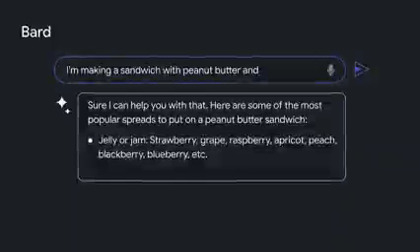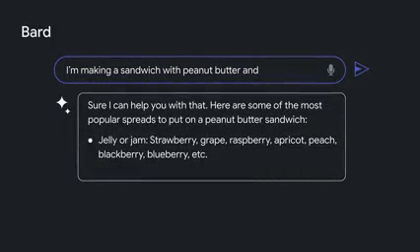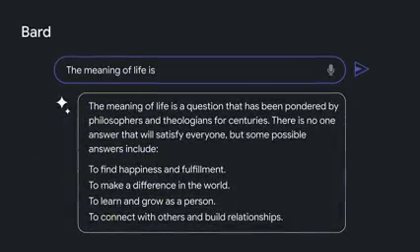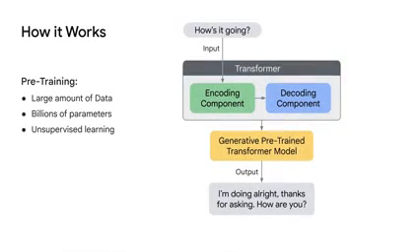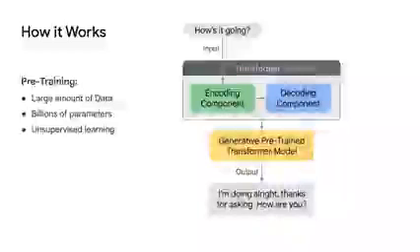Here is the same example using BARD, which is trained on a massive amount of text data and is able to communicate and generate human-like text in response to a wide range of prompts and questions. Here is another example. The meaning of life is, and BARD gives you a contextual answer and then shows the highest probability response.